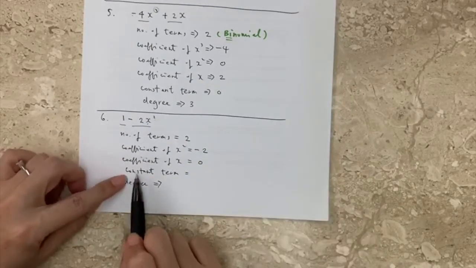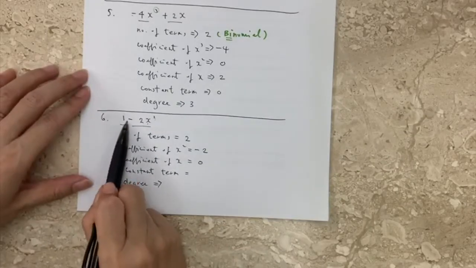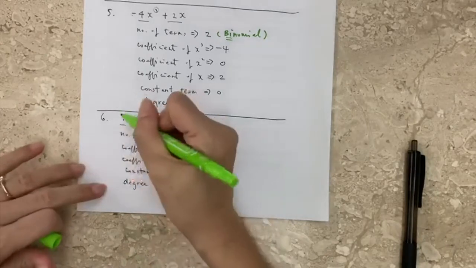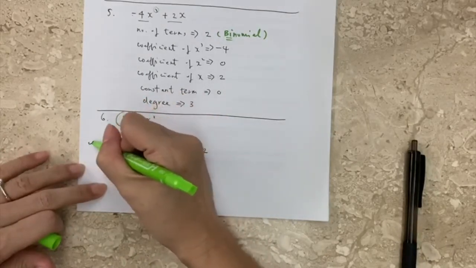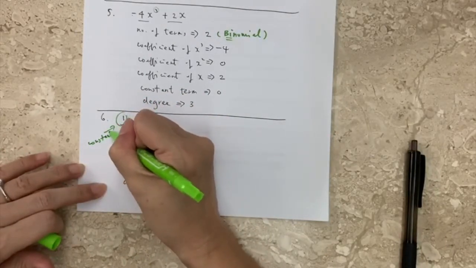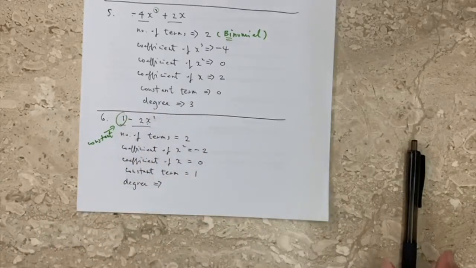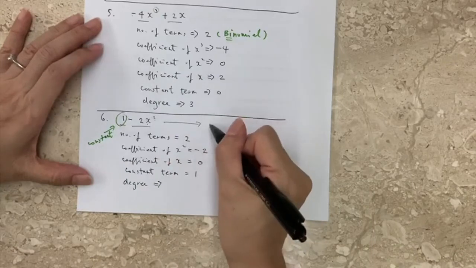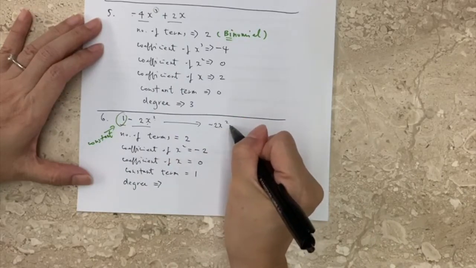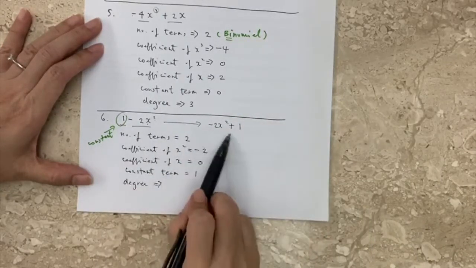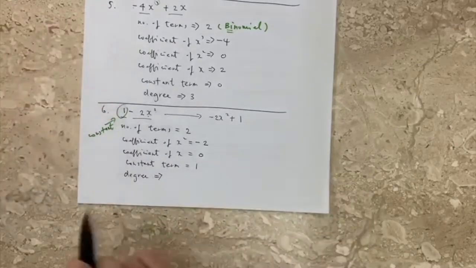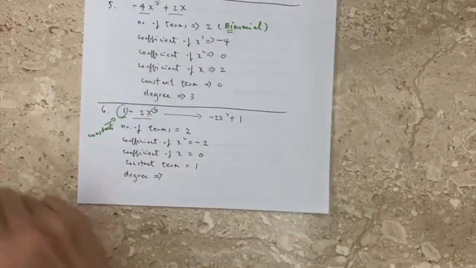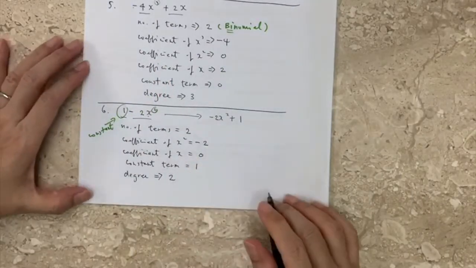What about the constant term? 1 is the constant term, so the answer is 1. This is the constant term. Actually you can rearrange it this way, so that would be minus 2x squared plus 1, which is exactly the same as this. The degree means the highest power here, so we have degree 2 in number 6.